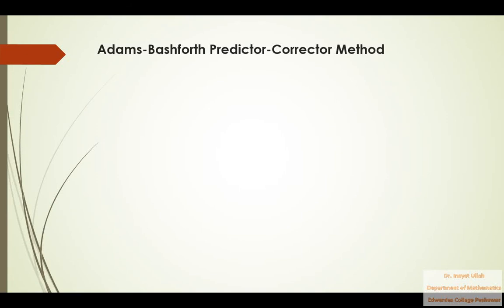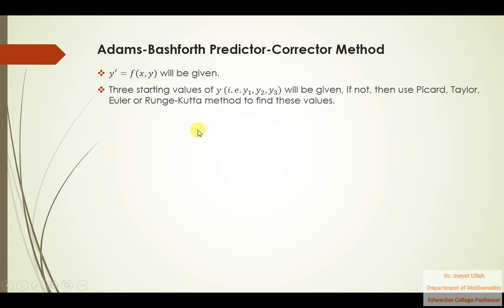Dear students, this lecture is about the Adams-Bashforth Predictor-Corrector method to find a certain value of y for a specific value of x whenever a differential equation is given to you. The steps are the same as we have studied in the previous method. The first one is you will be given a differential equation y prime, which is a function of x comma y, and three values of y.